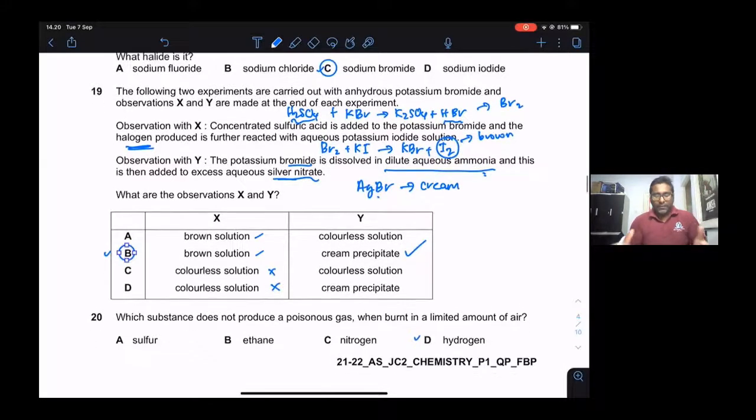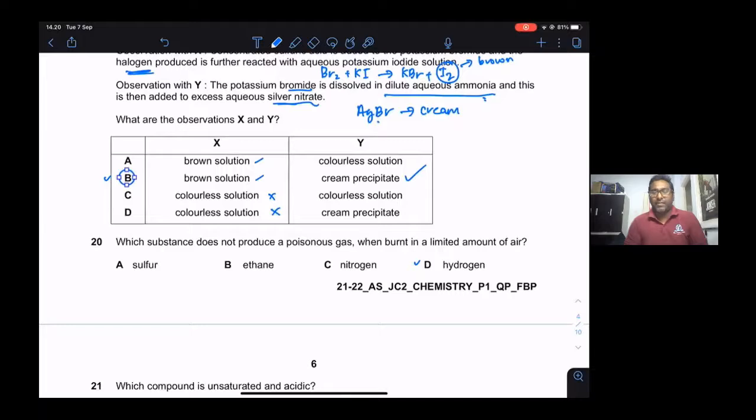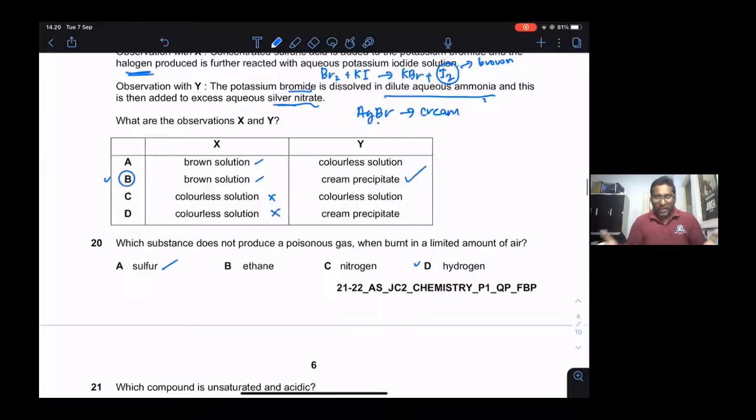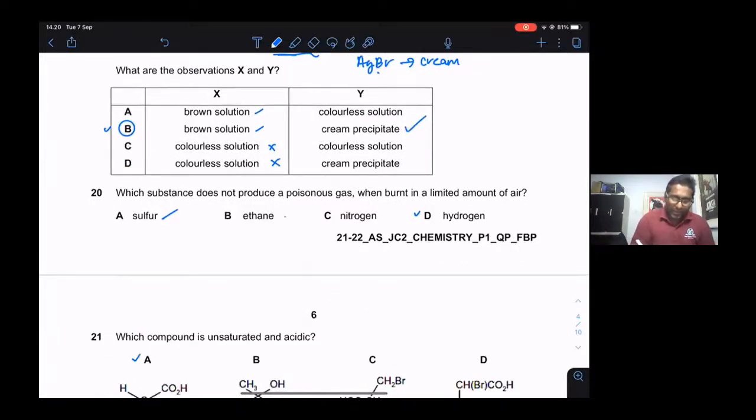Now, which substance does not produce a poisonous gas when burned in a limited amount of air? Sulfur, in limited air, gives SO2, SO3, and they are all poisonous. Ethane, in limited air, you will get carbon monoxide, so definitely it will produce poisonous gas. Nitrogen gives nitrogen oxide, and all these are going to be poisonous. But hydrogen, when you burn it, you are only going to get water. Water is not going to be poisonous. So the answer is going to be D.